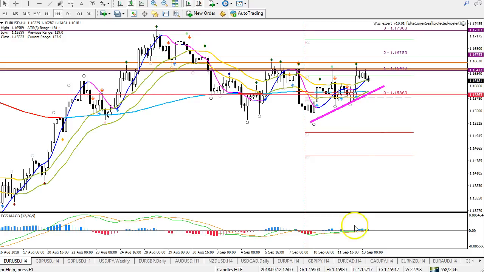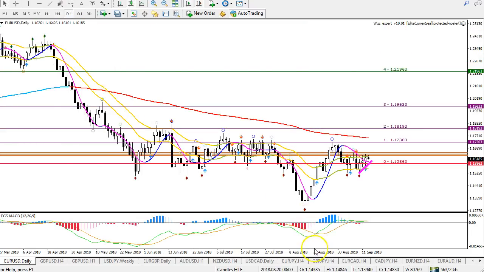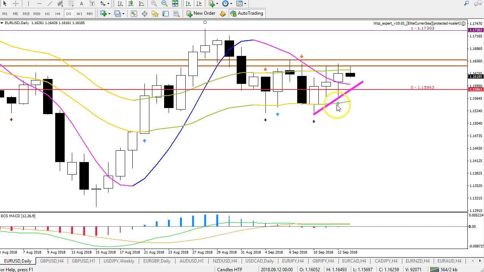But if we get a bearish breakout around this area, I think we'll get a bounce again. Otherwise, I don't think I have much to say. The daily chart is looking a little bit more bullish.